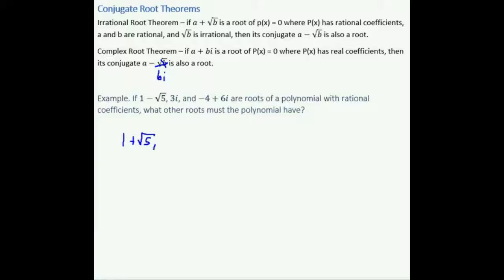Since 3i is a root, its conjugate of negative 3i is a root. And since negative 4 plus 6i is a root, negative 4 minus 6i is a root. So just by knowing these three, we know 3 more, which means this has to have a total of 6 roots. So this would be polynomial 6. Didn't ask that, but if an irrational number in the form a plus root b or an imaginary number is a root, then their conjugates will also be roots.